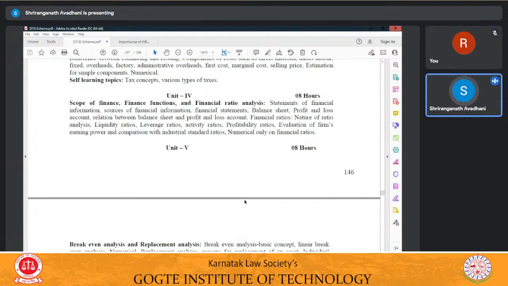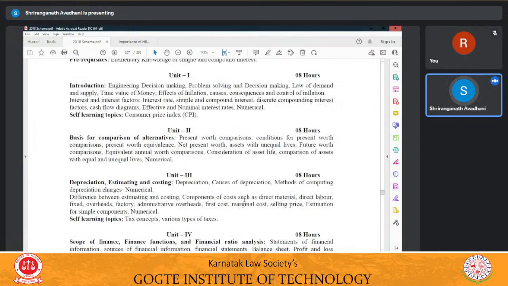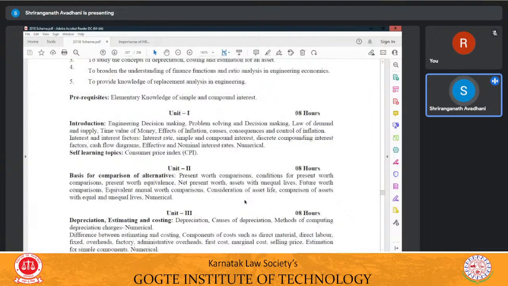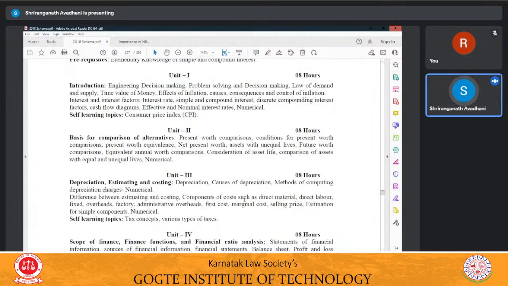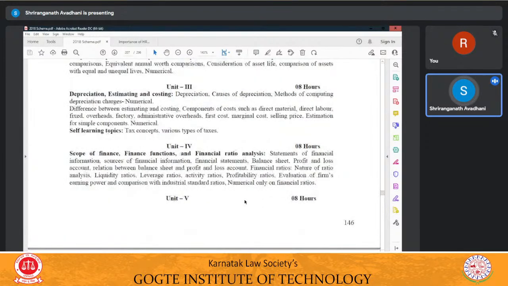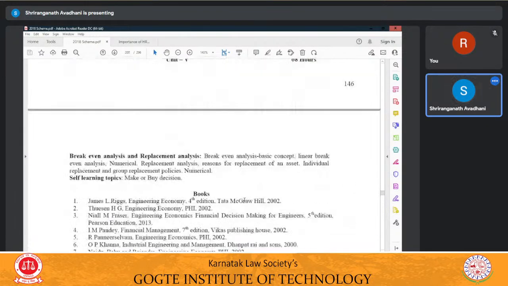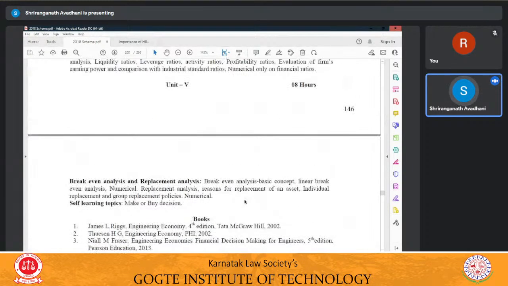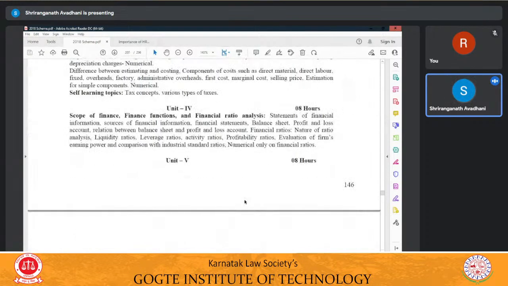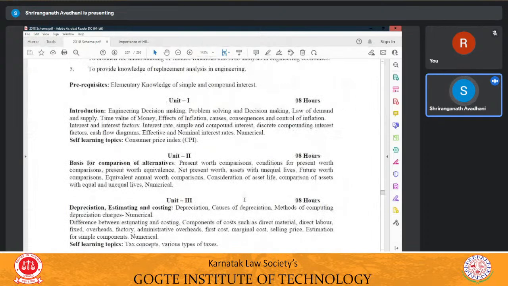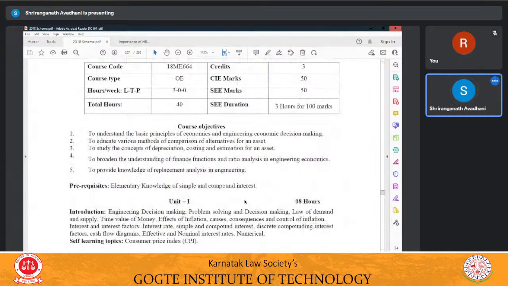Overall, regarding the marks allocation, you can say around 25% theory, 75% analytical problems. That's about the distribution of marks in terms of analytical and theory: 25% theory and 75% analytical problems. And of course, there are many books. Those things I'm going to tell you later. That's all about this subject, engineering economy.